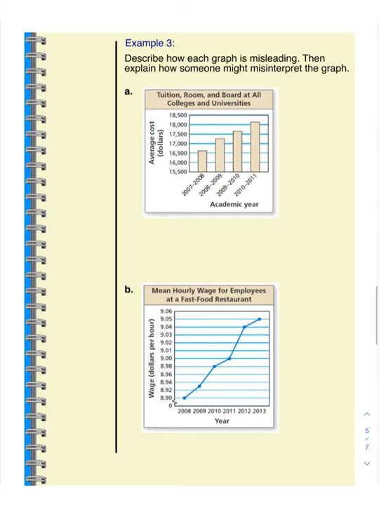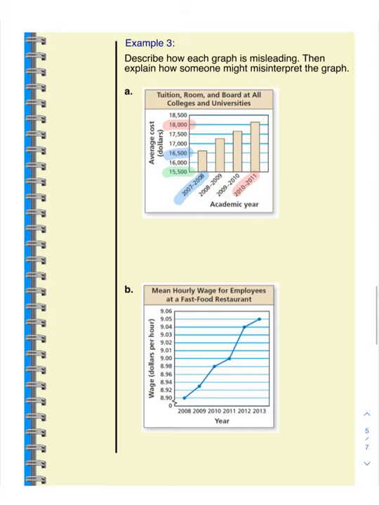All right, so example 3 says, describe how each graph is misleading. Then explain how someone might misinterpret the graph. Well, let's look at example A. This is a bar graph displaying the tuition, room, and board at all colleges and universities. So for the academic year of 2007 to 2008, it looked like it was about 16,500. And then that looks like a huge jump to the academic year of 2010-2011, where it really only grew by about 1,500 to 18,000.